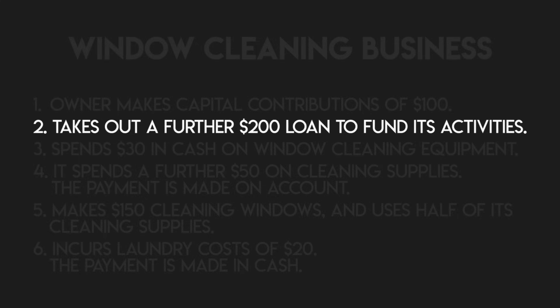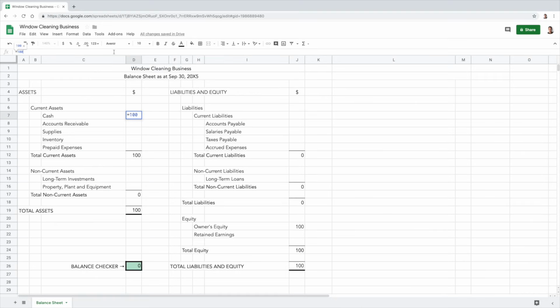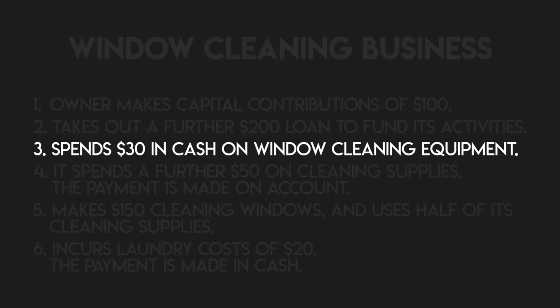In transaction number 2, the business takes out a further $200 loan to fund its activities. We need to debit cash again by $200 to increase it, and credit long-term loans by $200 to increase them too. Transaction 3. The business spends $30 in cash on window cleaning equipment.